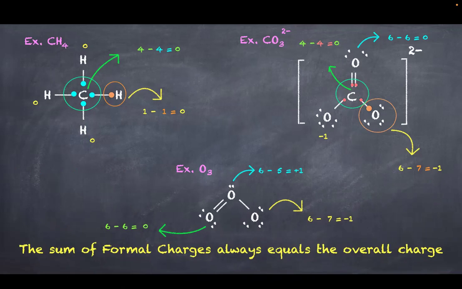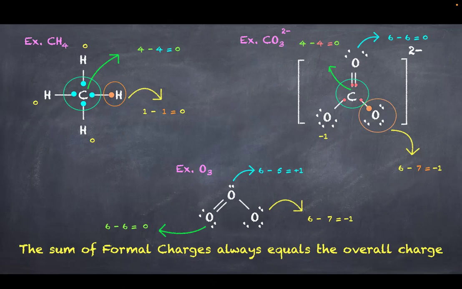So for example, CH4 was a neutral molecule and all the formal charges were 0. So if you add them up, it adds up to 0. Or in the case of CO₃²⁻, there's an overall charge of minus 2. So if you look at all the formal charges, 2 things had a formal charge of minus 1 and the rest of them were 0. So it adds up to 2 minus as well.